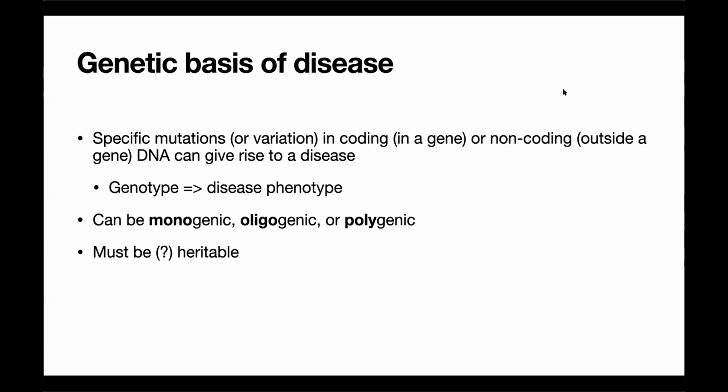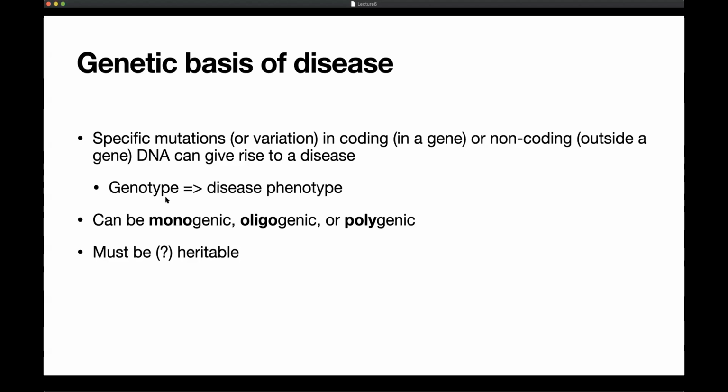So when I talk about the genetic basis of disease, I talk about the effect of specific mutations in the human genome, in this case, that could occur in coding or non-coding regions, so either within a gene or outside a gene, that can give rise to a disease, which means that the genotype of an individual might affect the disease phenotype. So do you get this disease? Are you more likely to get this disease? If you do get it, is it going to be milder or more severe?